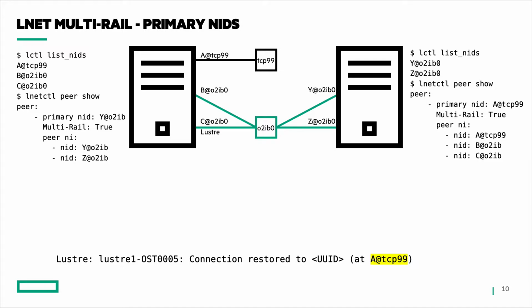This may cause some confusion because messages in the server's log file will reference the A at TCP99 NID, such as the message shown at the bottom of the slide. But this doesn't indicate that the server and client are actually communicating on the TCP99 network. The message shown at the bottom of the slide is simply stating that a connection was restored to a Lustre client whose primary NID happened to be A at TCP99.